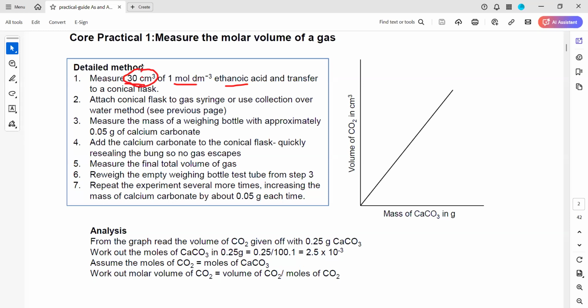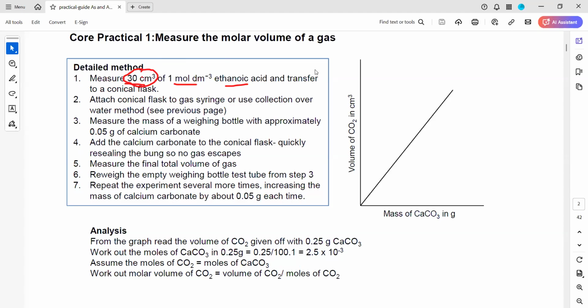Which piece of apparatus can I use to transfer 30 cm³? Is it a pipette, a burette, or a measuring cylinder? What can I use? I can use a burette, but a burette will take time to transfer, but it will be accurate. I can also use a measuring cylinder. It will transfer quickly, but it won't be accurate.